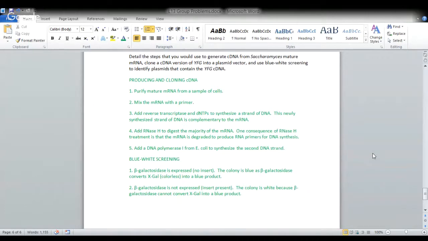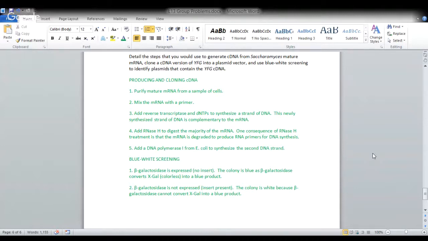So for producing and cloning, we're going to start with purifying the mature messenger RNA from a sample of cells. You mix it with a primer, and then you add reverse transcriptase and dNTPs to synthesize the strand of DNA. The new strand of DNA is complementary to the original messenger RNA that we used. And then we add RNase H to digest the majority of the messenger RNA. And then that's just like a side note from it, one consequence of the RNase H treatment is that the messenger RNA is degraded to produce the primers for DNA synthesis. And then after that, we just have to add a DNA polymerase I to synthesize the second strand. So that's how you do that part.